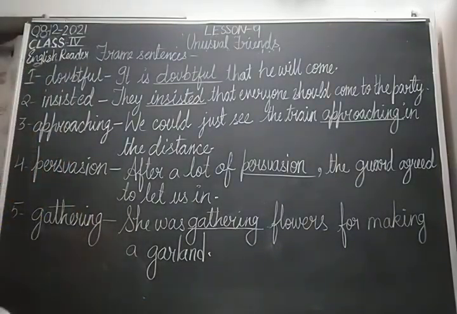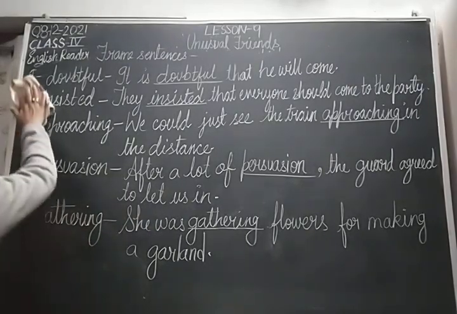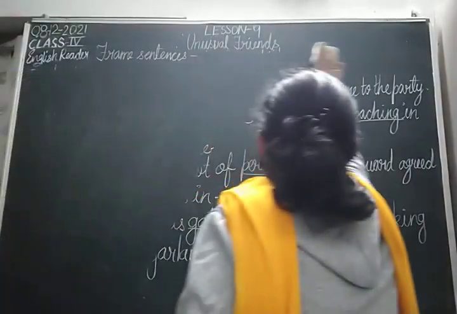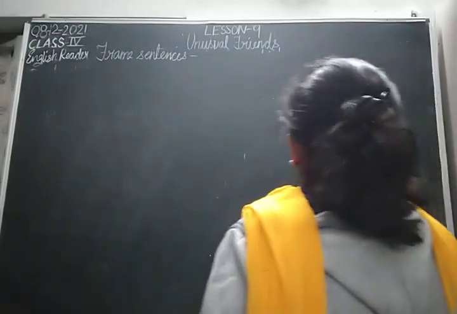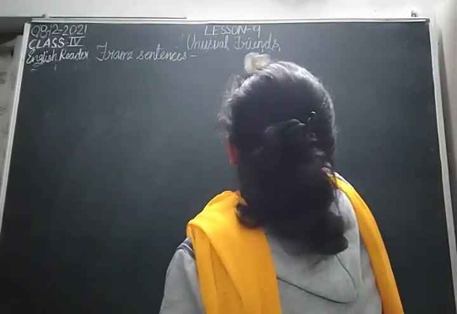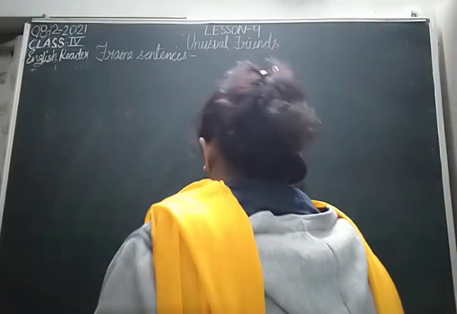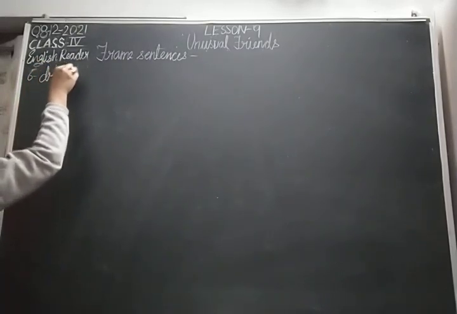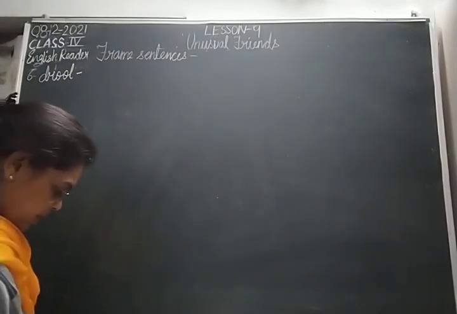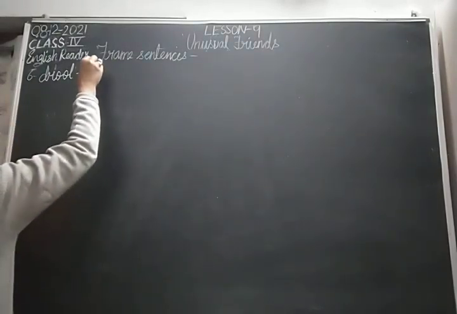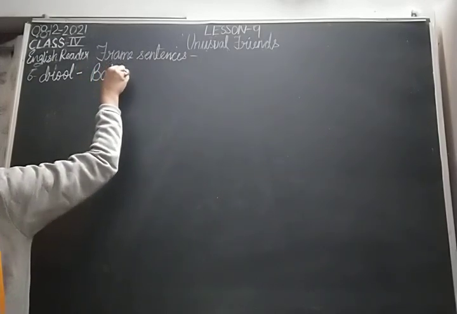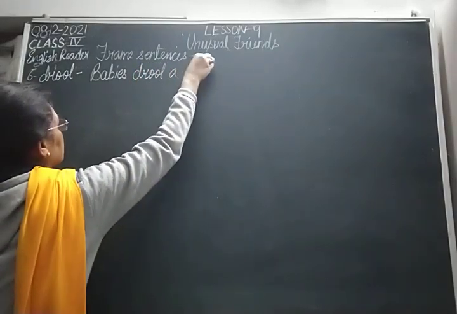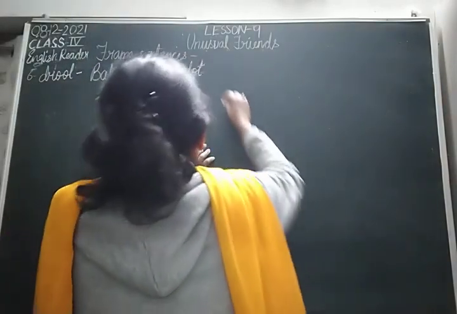So fine, now I'm going to erase children and write the sixth word for sentence. Sixth word is drool. Drool means mouth watering. And the sentence is, babies drool a lot when they are teething.